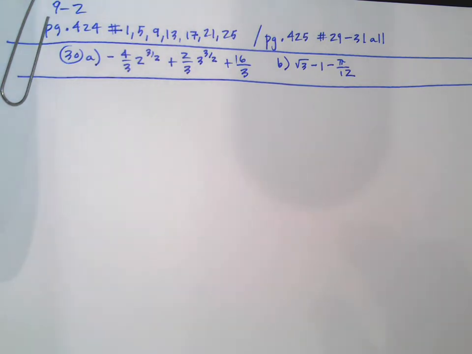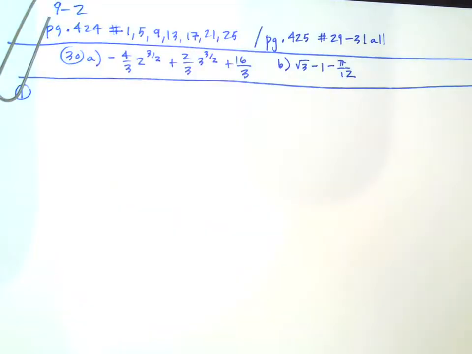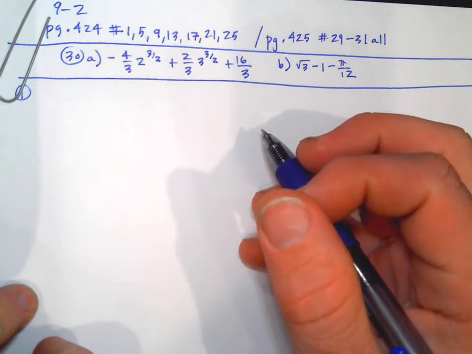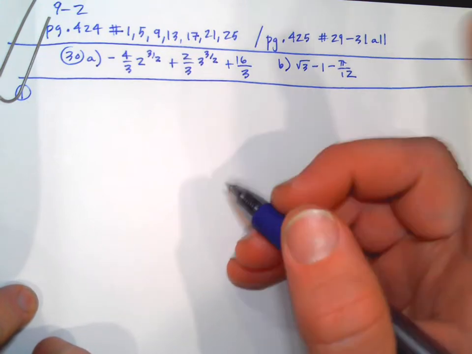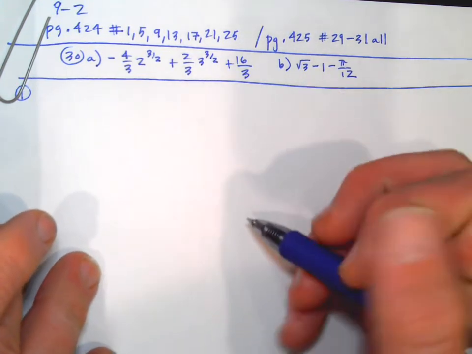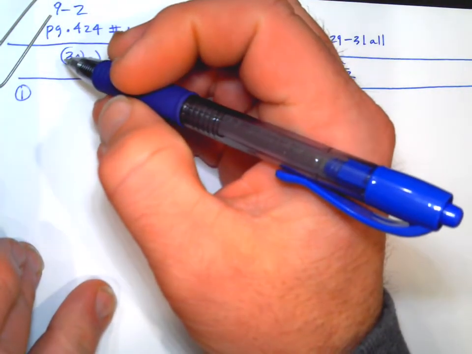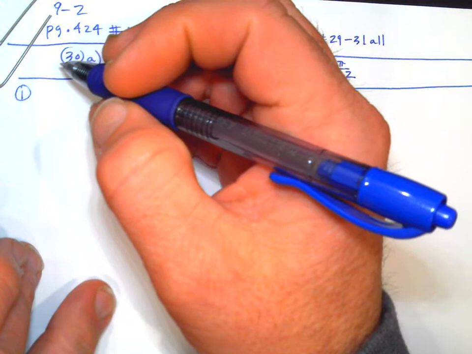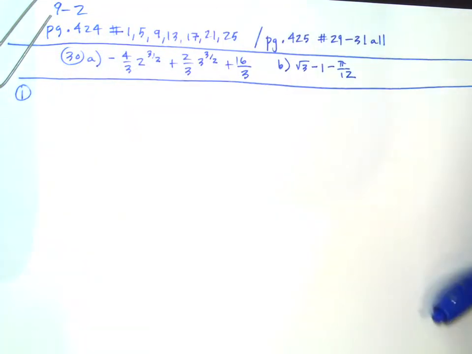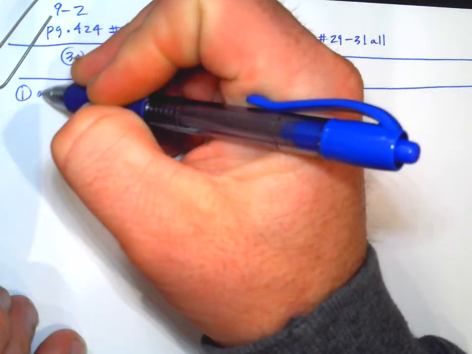Okay, let's try these problems. So, number 1, it says in each part, use a definite integral to find the area of the region and check your answer using an appropriate formula from geometry. So you're doing these two ways, geometry and algebra. I don't know if they give me pictures or not, but definitely going to want to draw a picture.